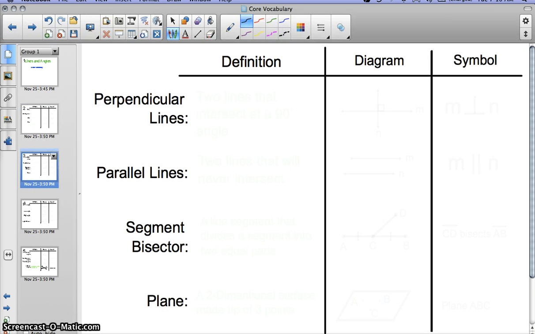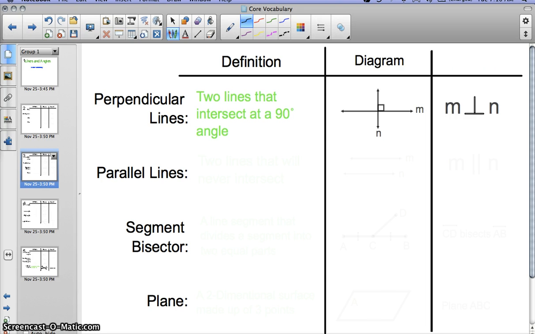Perpendicular lines. We've dealt with them a little bit, but let's talk about them in a little more detail. They are two lines that intersect at a 90-degree angle. Our diagram or example would be lines M and N. We know that they intersect at a right angle, symbolized by our little box. And the symbol for perpendicular is the upside down T. So M is perpendicular to N, is what that says.